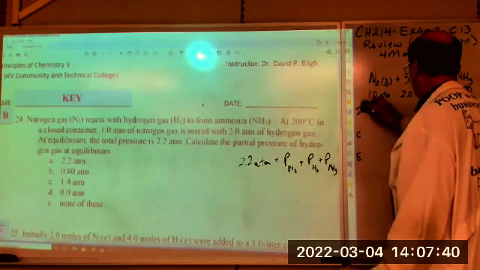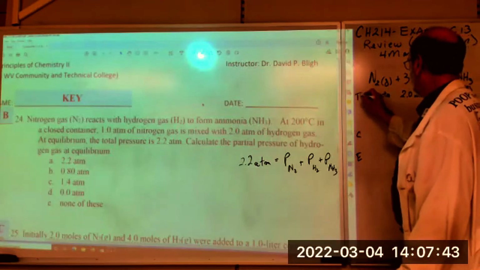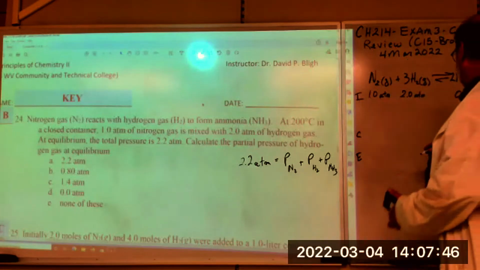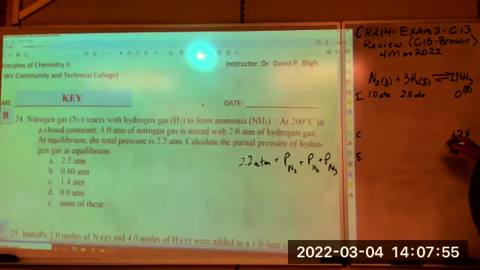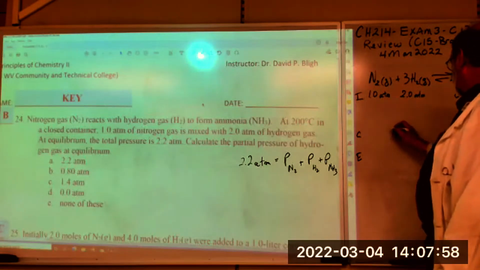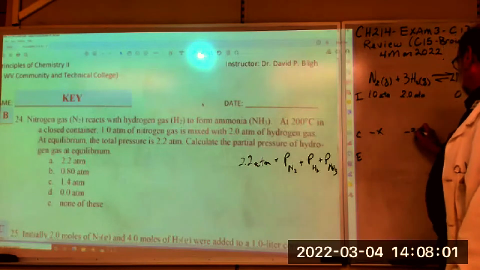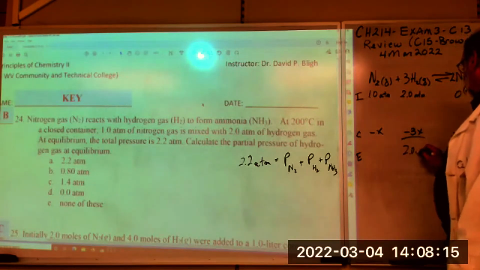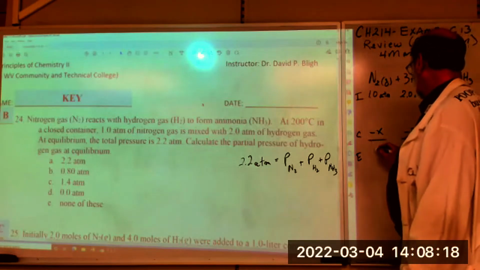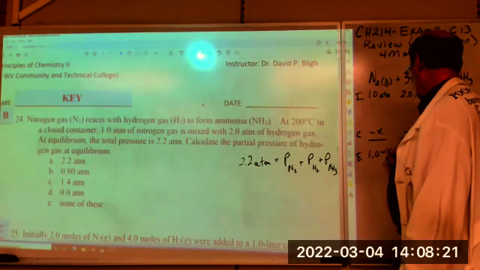Okay, these are initials. That's 0. And we're going to produce some of this, right? So let's say we're adding 2x here, which means we're subtracting 1x here, and we're subtracting 3x there, correct? Because if we add 2 of these, we had to use up 3 of those and 1 of those. So this would be 2x. This would be 2 minus 3x. This would be 1 minus x.